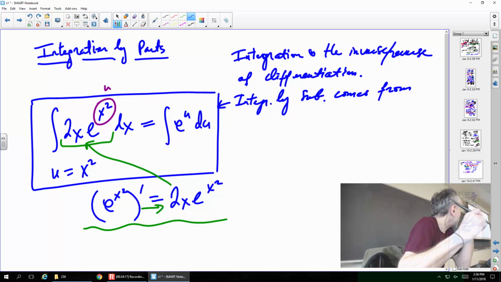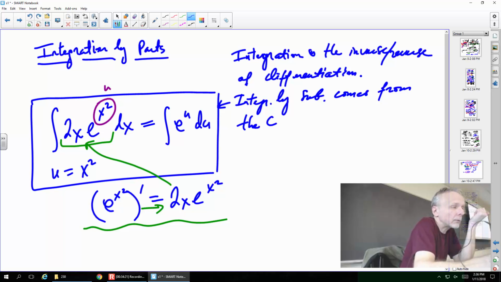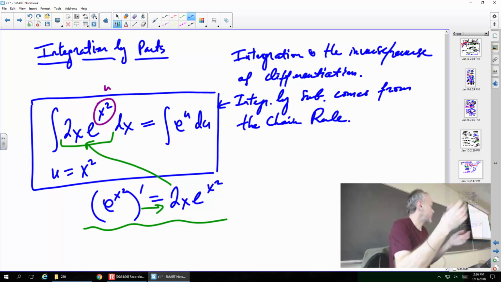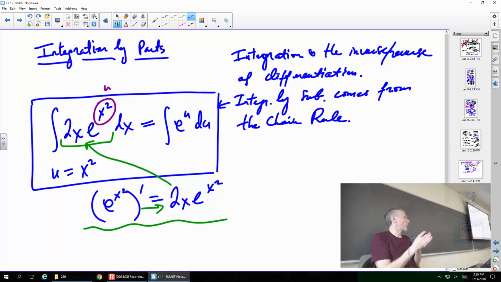How did we differentiate the function at the bottom? The chain rule. So it comes from the chain rule. In a sense, it is the chain rule combined with what? With understanding of the integral as the inverse of differentiation. With that understanding, where does it come from? It comes from the fundamental theorem of calculus, right?